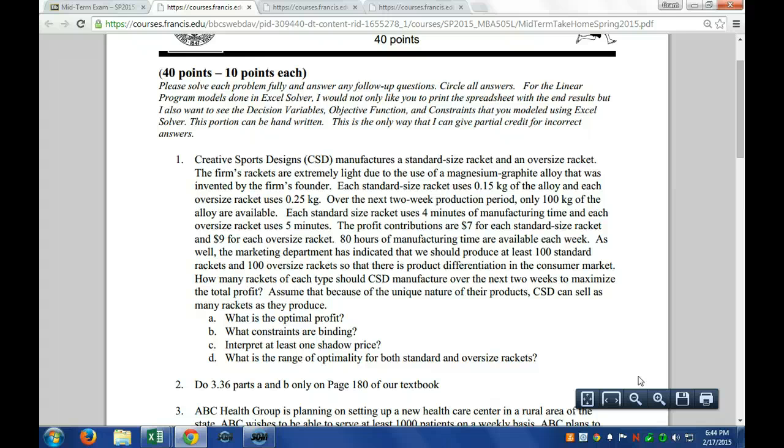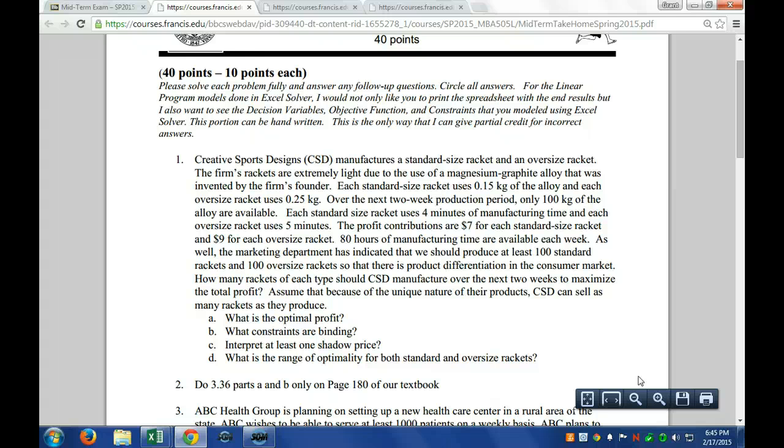Especially when you do this one, make sure you're careful. The coefficients for rackets, oversized and standard, are in minutes, but our manufacturing time is in hours. So don't mix those. Put them either both in minutes or both in hours. Probably easier to put it in minutes. So 80 hours times 60 gives me 4,800 minutes. Okay. Good question.